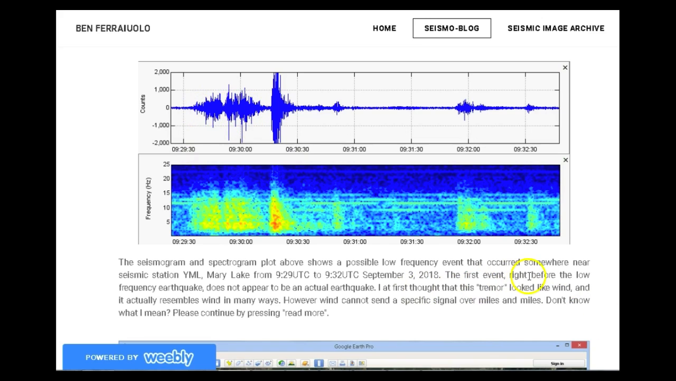Okay, this first event right before the low-frequency earthquake, which is the low-frequency earthquake I was talking about. I'm talking about this earthquake right here. It actually resembles wind in many ways. However, wind cannot send a specific signal over miles and miles.